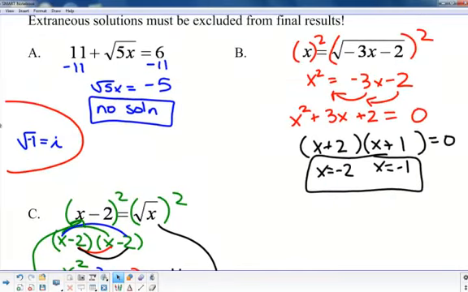So let's check and make sure these work. This one is a little tougher to plug in. So -2 equals the square root of, it doesn't even matter what it equals, because your square root can't equal a negative. So this one actually doesn't work.